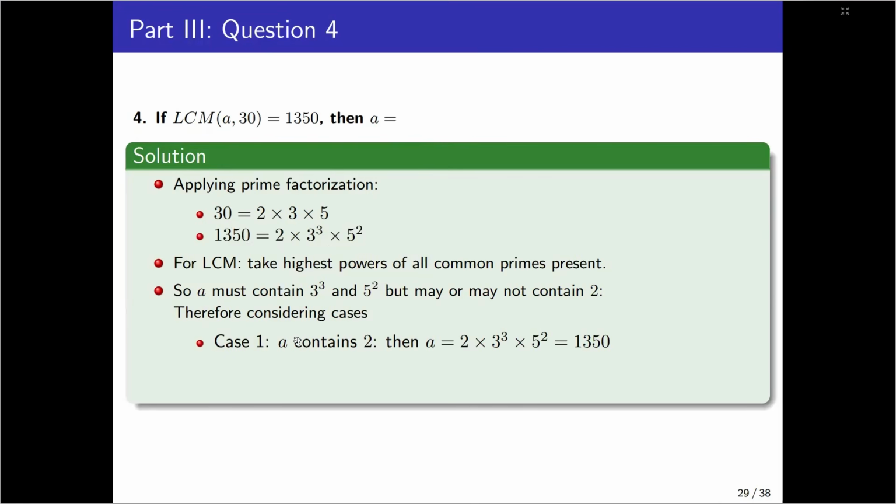The first case, when A contains 2, then A could be 2 times 3 cubed times 5 squared, which is equal to 1350. The second case is when A doesn't contain 2, then A could be 3 cubed times 5 squared, which is 375. Therefore, the possible value of A could be either 375 or 1350.